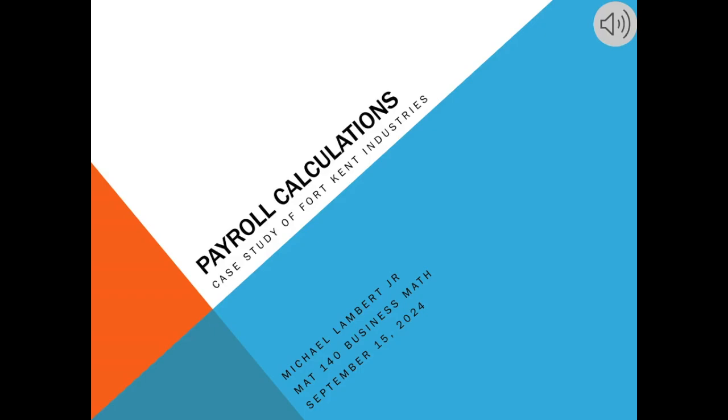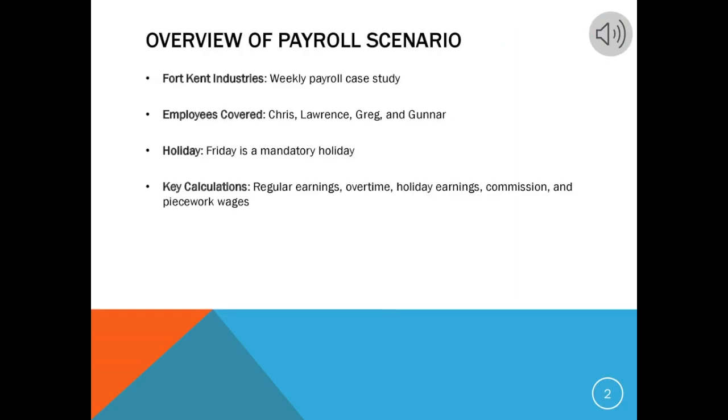And lastly, the overview of the payroll scenario is of Fort Kent Industries, the weekly payroll study. The employees covered are Chris, Lawrence, Greg, and Gunnar. Holiday is mandatory for Friday, and the key calculations we will be looking at are the regular earnings, the overtime, the holiday earnings, the commission, and the piecework wages.